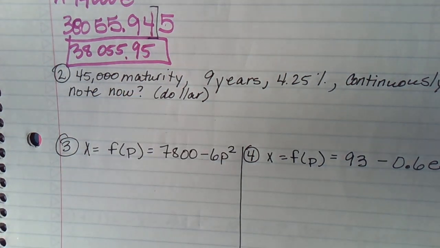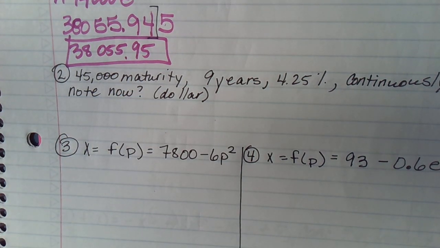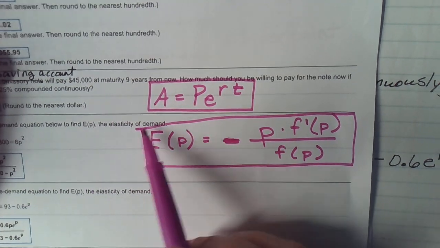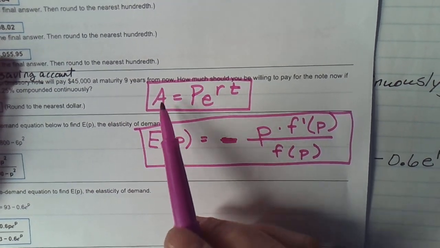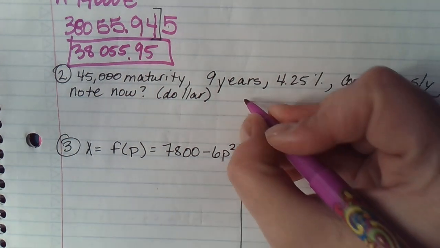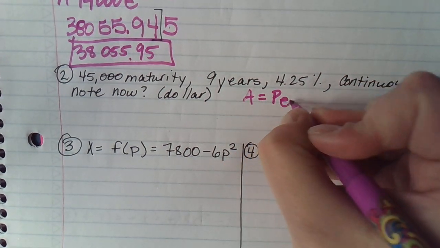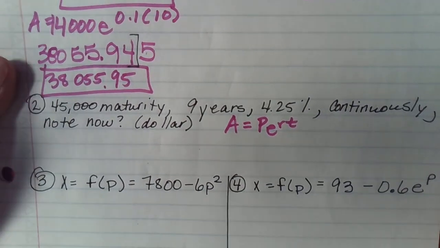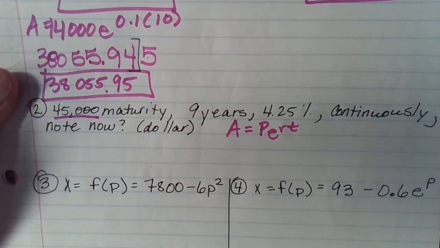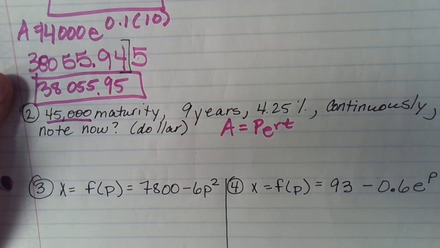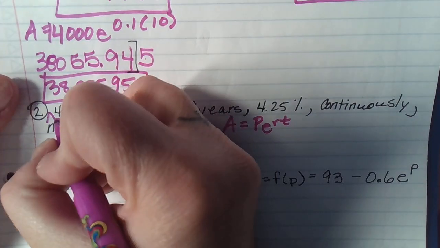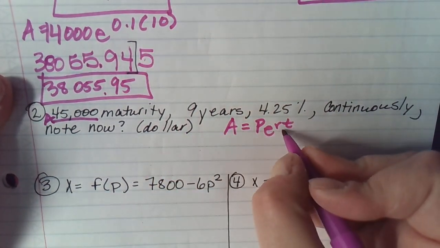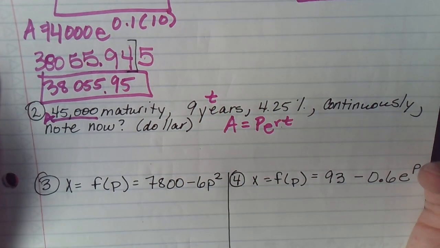Okay, so we're going to use that same formula that we used on number 1, only now it's not already set up for us, so we have to set it up. So let's use this A per. Okay, and let's figure out what all these numbers are. It says $45,000 is the maturity. That's the number at the end. So that's our A, or that's the accumulated value. The 9 is the T, because it's time.